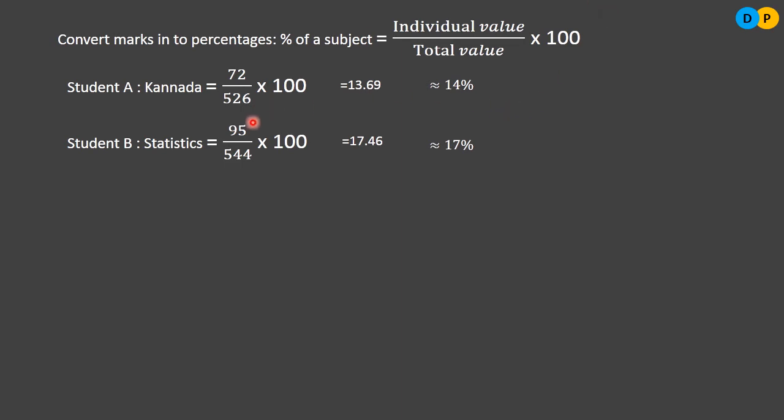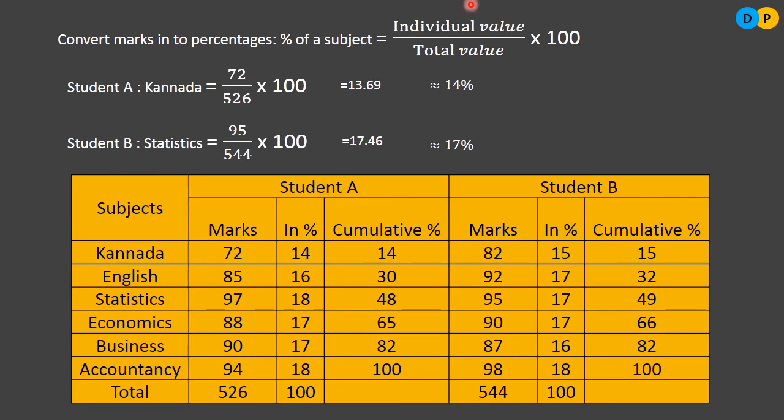Okay, so student A's Kannada percentage is 14%. Student B's statistics percentage is 17%. Now these were the individual percentages of one particular subject, but we need to construct a new table. So how will the new table look?